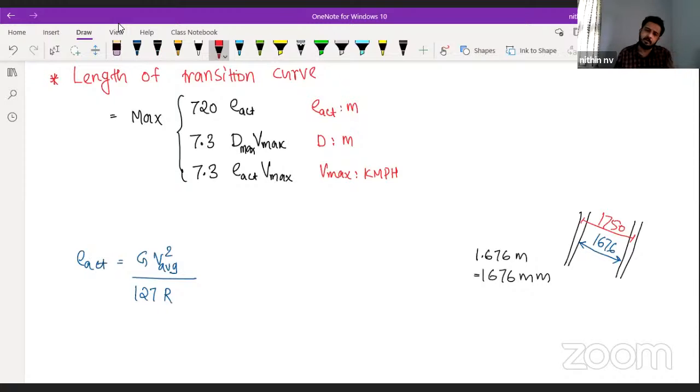In some NPTEL videos or in some standard textbooks, you will be getting 1676. Some materials may tell 1750. Even in my video, I have told to take 1.676. That is also correct, but it's up to the designer. Better you take 1750 or 1.75 meter as the value if they are not giving.